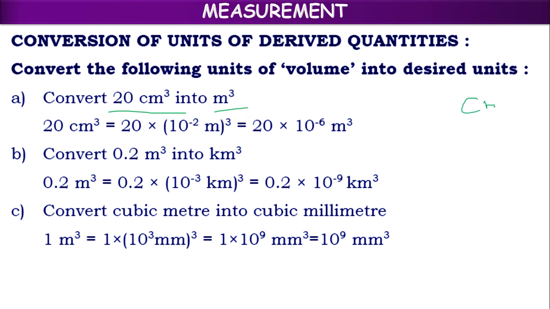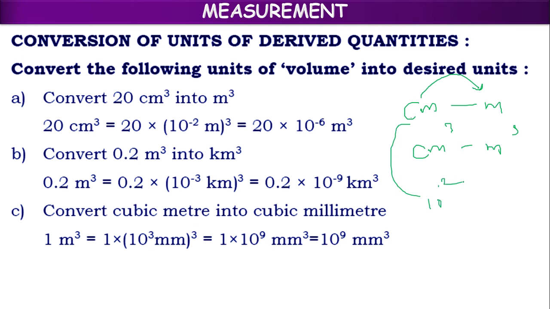First we should know how to convert centimeter to meter, then we can convert centimeter cube to meter cube. How to convert centimeter to meter? Centi stands for 10 power minus 2. In the place of centi, we can keep 10 power minus 2 meter, same as meter. So 1 centimeter equals 10 power minus 2 meter.